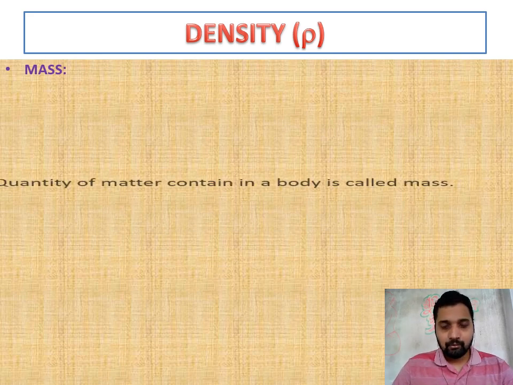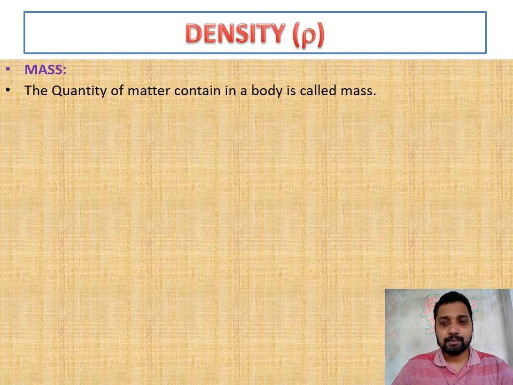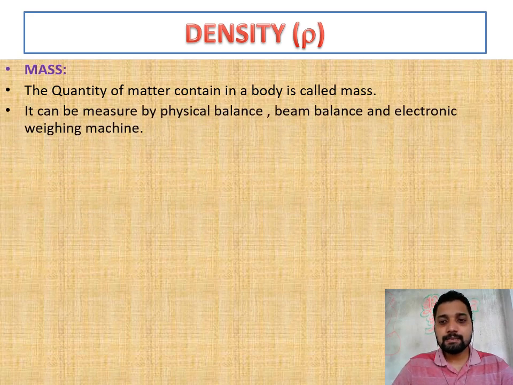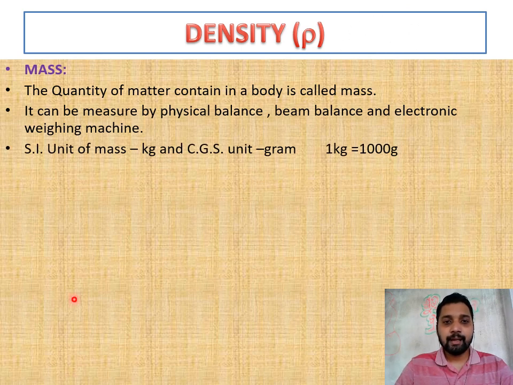Mass means we know that all matter is made of particles. The number of particles present inside a matter, or the amount of particles present inside the matter, that's what you can say is the mass. Mass has the SI unit kg. Mass has the CGS unit gram. Mass can be measured by physical balance, beam balance, and nowadays we are using electronic weighing machines. So here is the relationship between the CGS unit and SI unit of mass. Kg is the SI unit, gram is the CGS unit. 1 kg equals 1000 gram, or 1 gram equals 1 by 1000 kg.